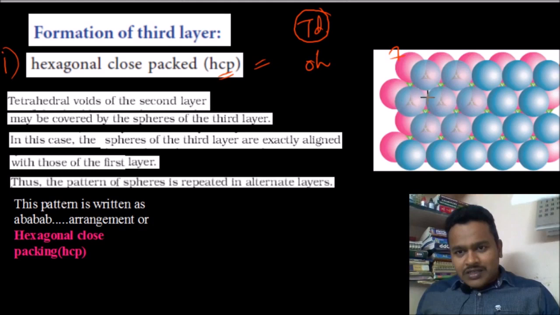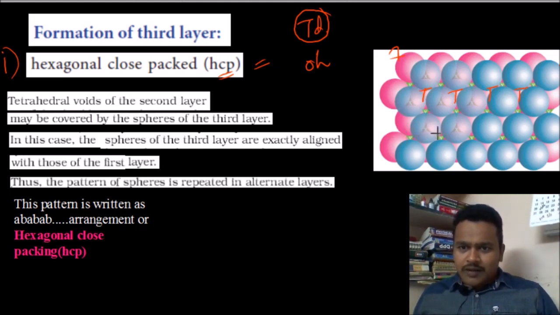What are the tetrahedral voids you can observe after second layer formation? This is tetrahedral. This is tetrahedral. This is tetrahedral. This is tetrahedral. Correct? Tetrahedral means overall 4 spheres are there. Above 3, below 1 here. This is tetrahedral, tetrahedral, tetrahedral. See, observe carefully. This is tetrahedral, tetrahedral, tetrahedral, tetrahedral.